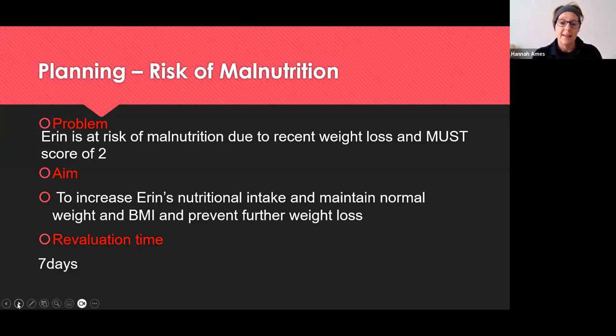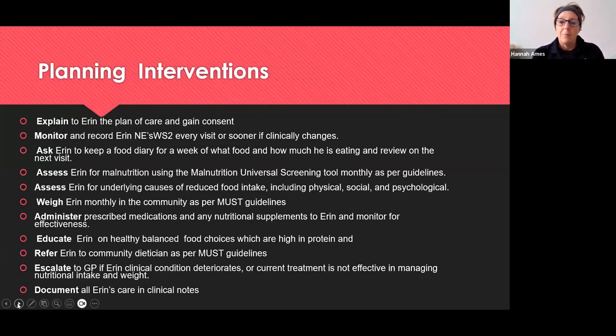Remember, in a community setting, nutrition is not going to change dramatically in 24 to 48 hours. We want to re-evaluate in 7 days. What are possible interventions? So we're always going to explain the plan of care and gain consent. We're always going to be monitoring NEWS too with every visit.